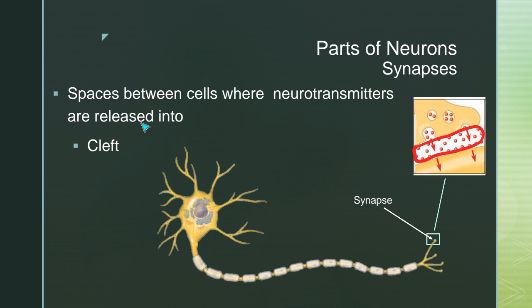And this is called the cleft. So that space right here where the neurotransmitters are floating around, this is called the cleft. And this part right here, this is referred to as the postsynaptic membrane because it is receiving those neurotransmitter molecules.